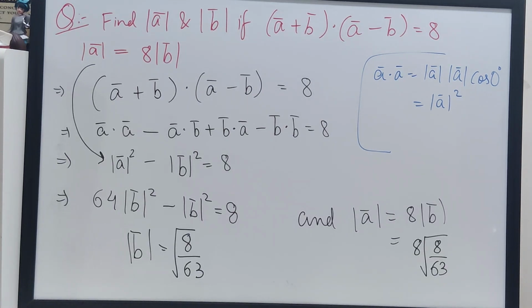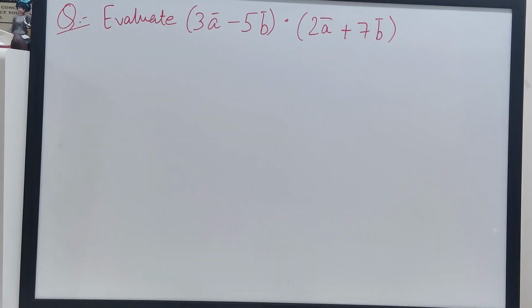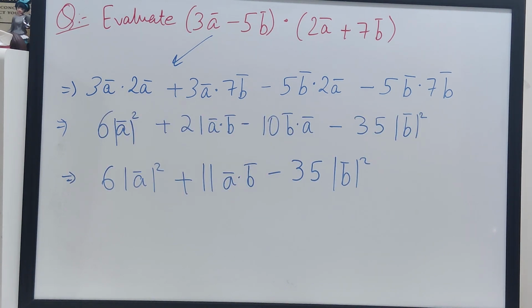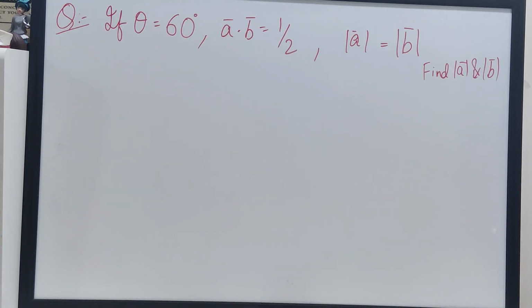Next question, evaluate (3A minus 5B) dot (2A plus 7B). We know that A dot A will be magnitude of A multiplied by magnitude of A into cos 0 degree, because A and A make 0 degree with each other. So we can simply write it as A square. Similarly for B.